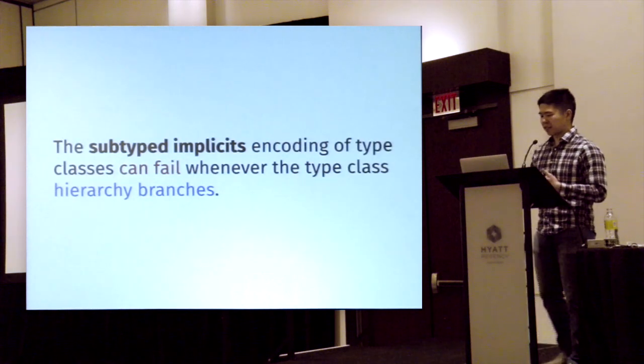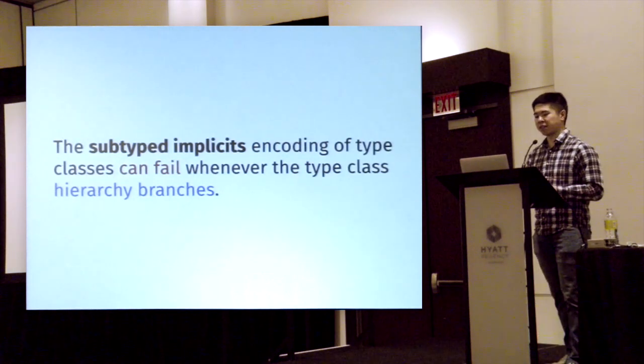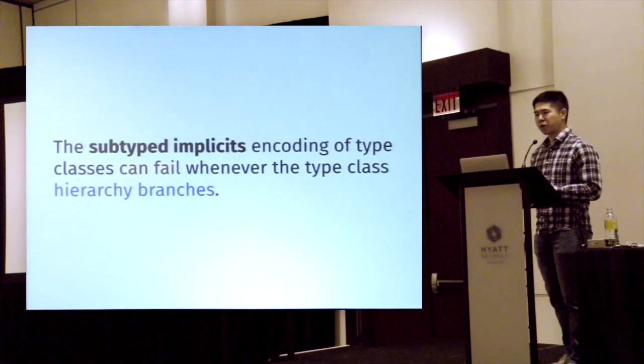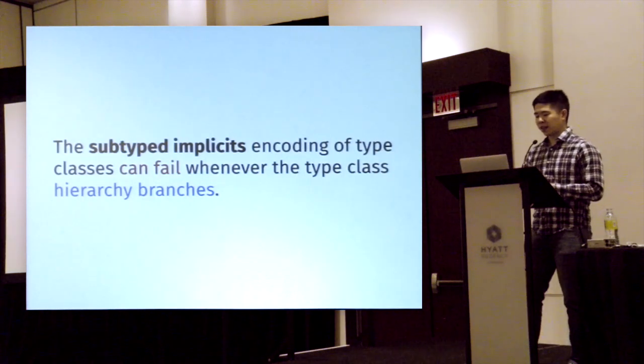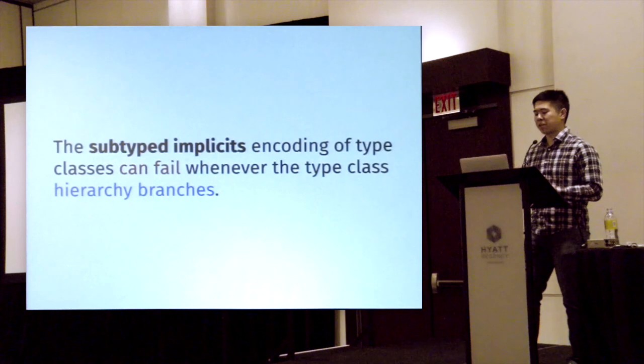So what I'm arguing is that this sort of subtyped implicits encoding of type classes has been working for the most part for the past couple of years, but can fail whenever the type class hierarchy branches. And this has become more relevant recently, especially in the open source community, where there's been a lot of interest in these effect tracking systems, which end up using a lot of functions that are parameterized over branching type class hierarchies.